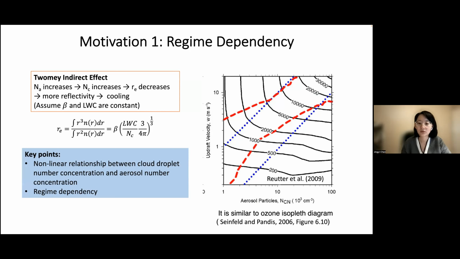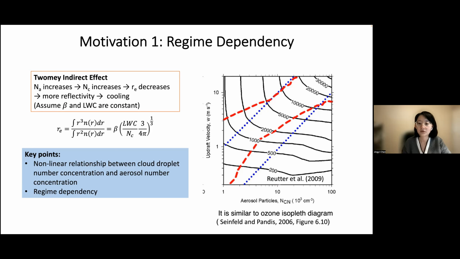Assuming the constant liquid water content and beta, the parameter describing the droplet size distribution shape, when we have the increased cloud droplet number concentration, then the effective radius decreases. And then we will have more reflectivity and finally a cooling effect on the planet. The linear relationships between the aerosol number concentration and the cloud droplet number concentration have been studied after Twomey's early work.